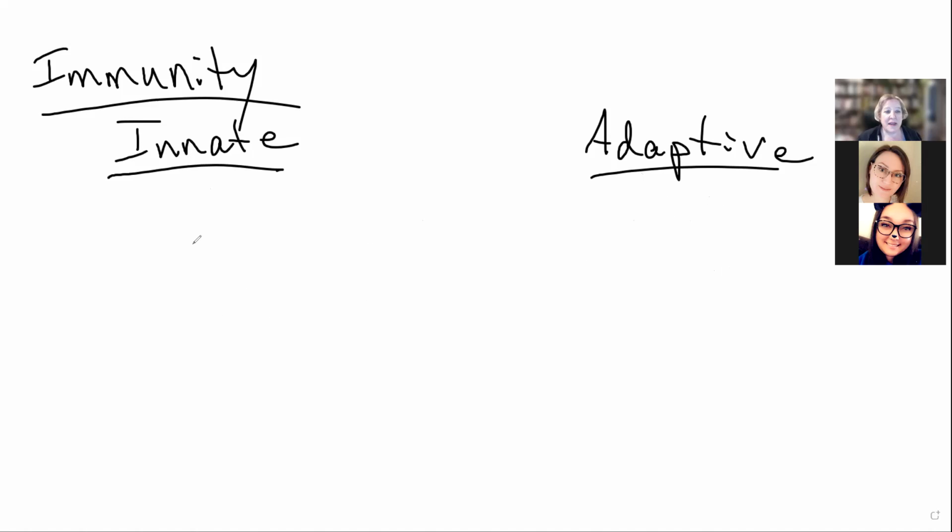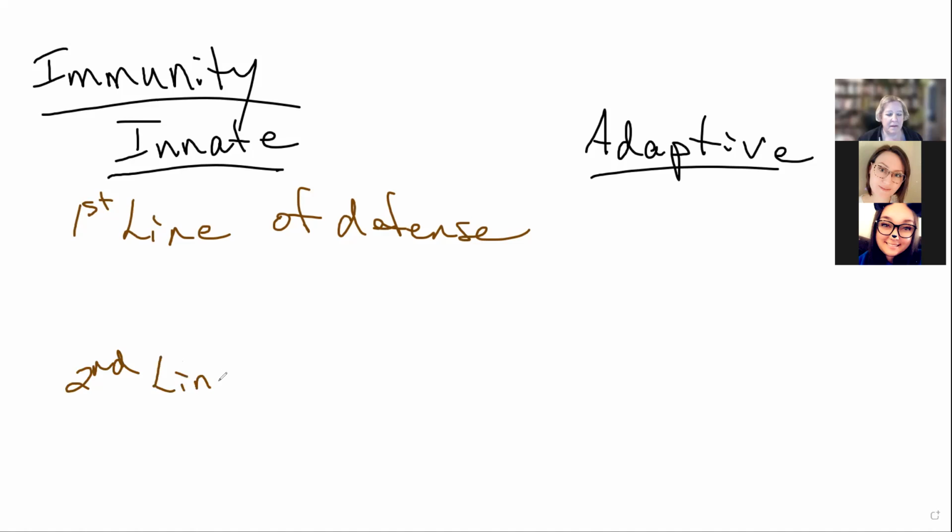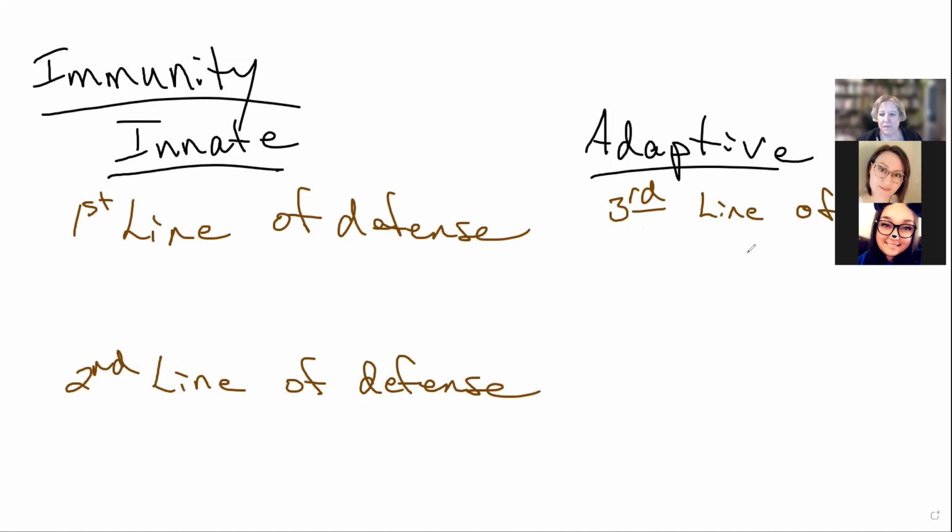So the innate immune system has what we call the first line of defense and the second line of defense. Whereas the adaptive immune system is considered the third line of defense. So in this brief overview, we're going to talk about what those lines of defense are.